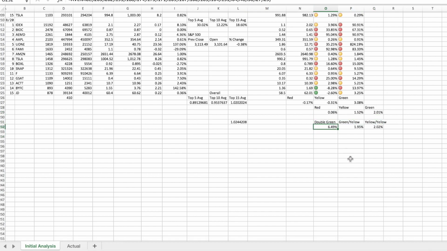Double green was averaging 6.49%, compared to green, yellow, and yellow, which are about 2%. Based on this, I thought it was a good enough strategy to employ and use a decent amount of money on Robinhood and see how it went.